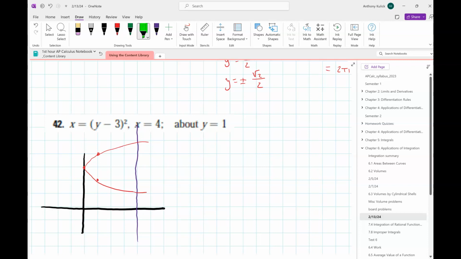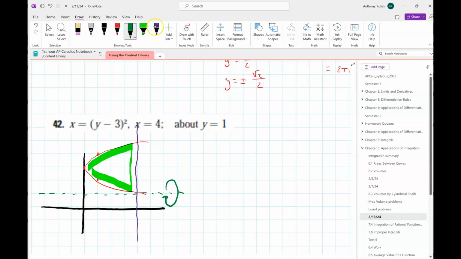So this is my shaded region, right? And then I want the line y equals 1 to be what we're going to be rotating about. Everybody feel okay there?